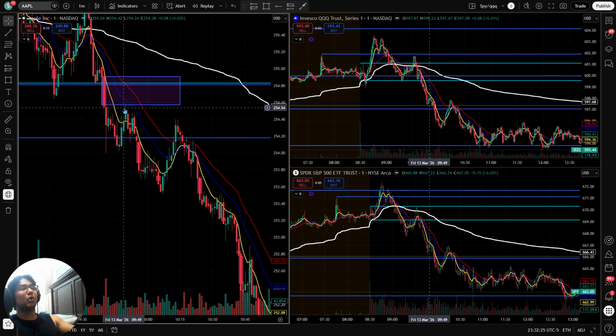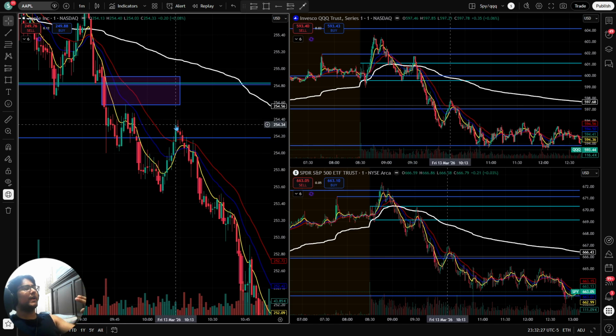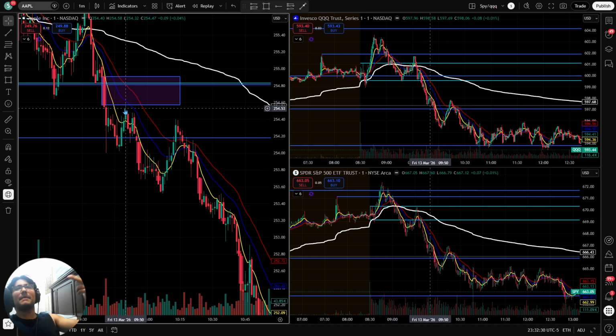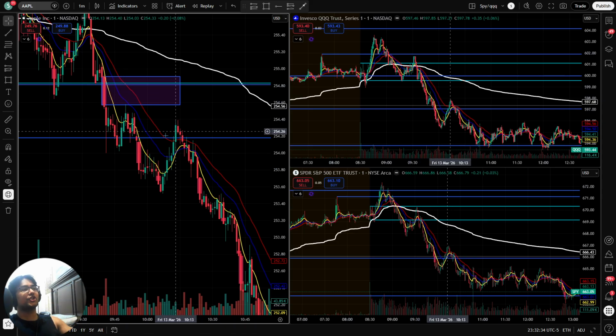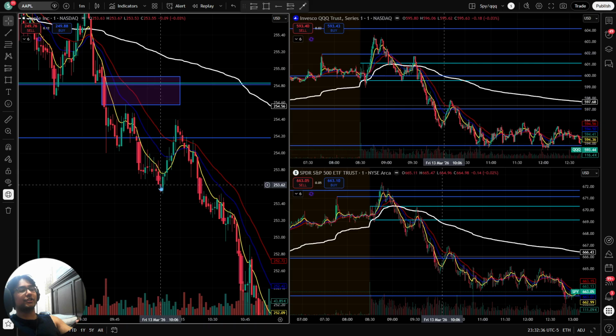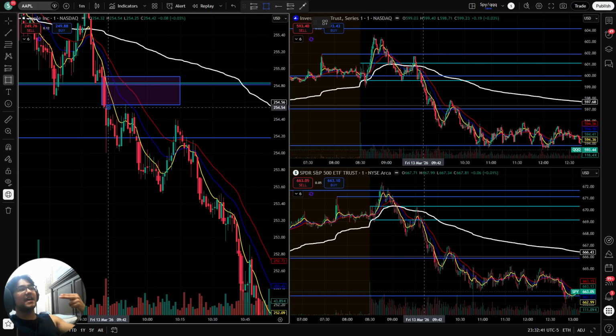That lower high, lower low, lower high, lower low. Wait, lower low, lower high. My bad, I mixed it up. Lower low, lower high, lower low, lower high. We're still maintaining that bearish market structure. And as we came back down to these lows, we ended up coming back up here. And what did we end up retesting? We ended up retesting this order block.